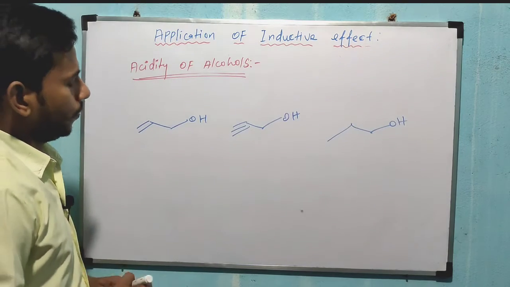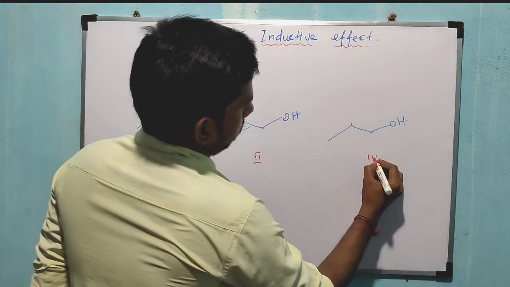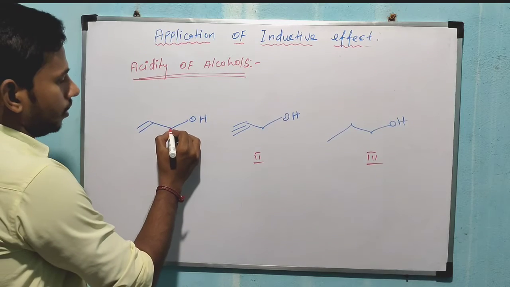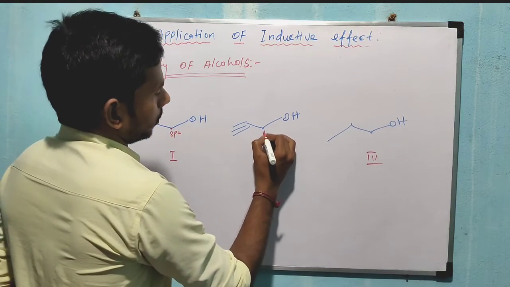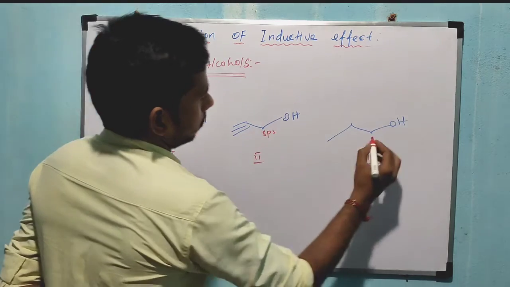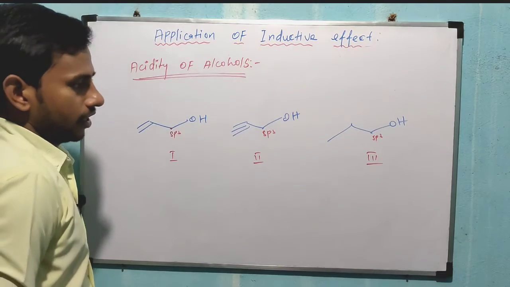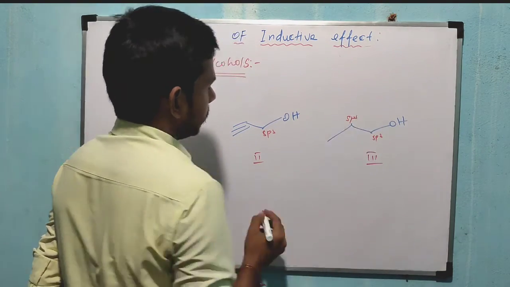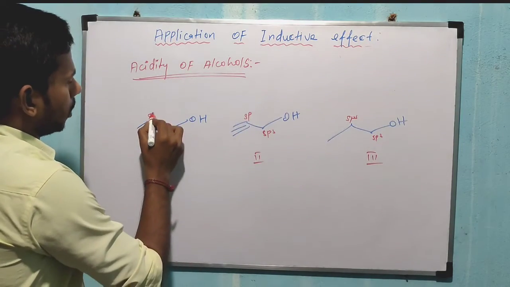You see this example. Now this one 1, now 2, 3. 3 alcohols are given. So the alcohol-containing carbon is an sp3 carbon. Here also sp3 carbon, right? This one also sp3 carbon. The alcohol-containing carbons are sp3 carbons. So the next carbon here is sp3. This also sp3, but this one is an sp carbon. Now this one is an sp2 carbon, right?